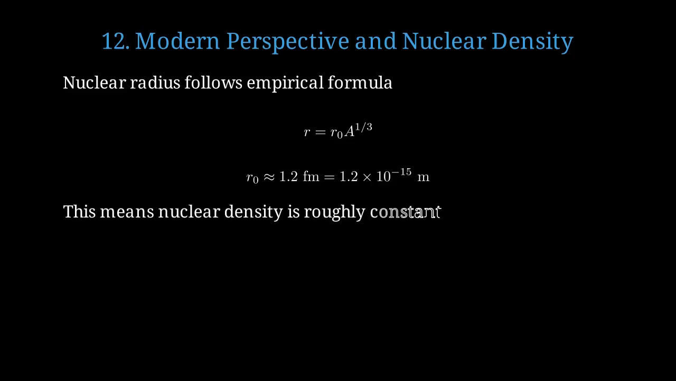This cube root dependence means that nuclear density is approximately constant, independent of which nucleus you're considering. Nuclear density is approximately 2 times 10 to the 17 kilograms per cubic meter, an almost incomprehensibly large number.